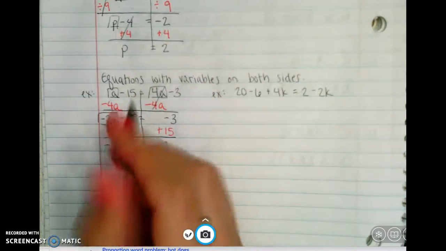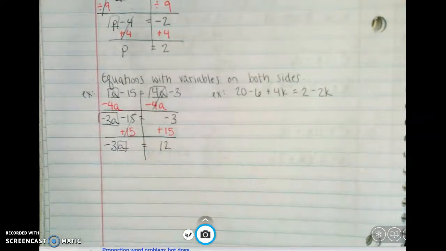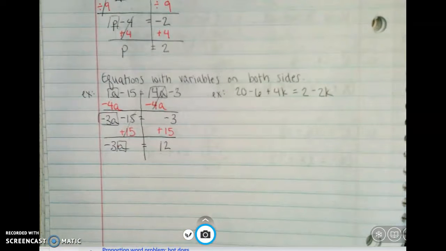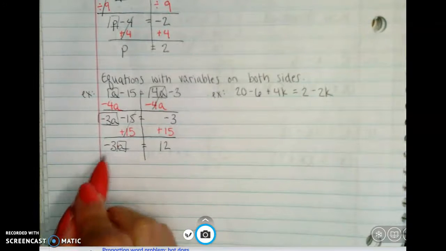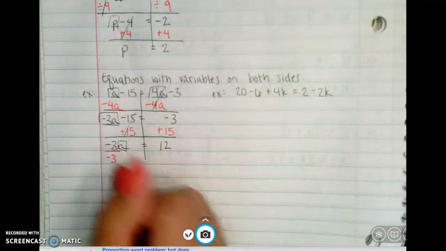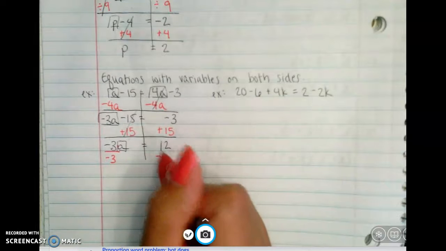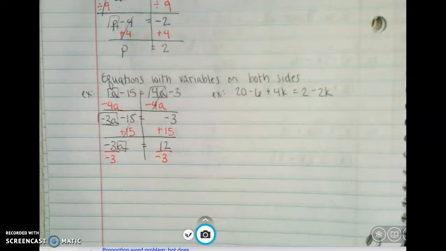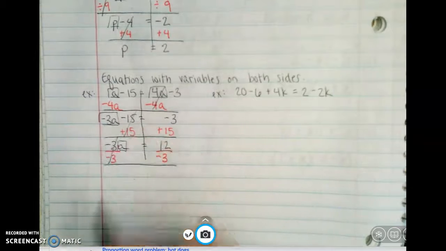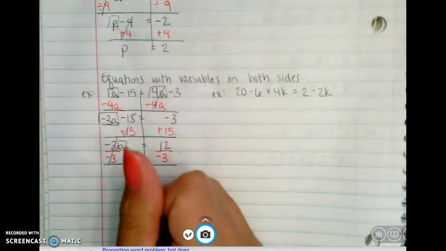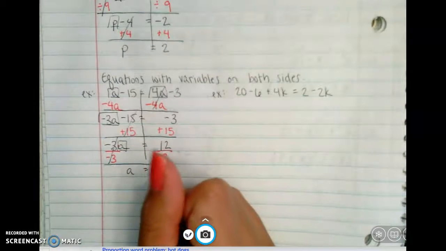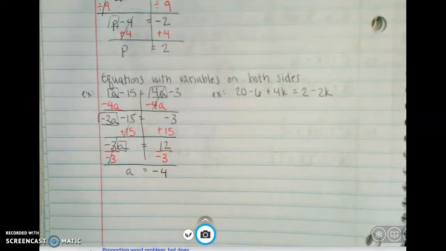One more step to get a by itself. I have negative 3 times a. So to get rid of the times negative 3, I need to divide both sides by negative 3. When I divide both sides of the equation by negative 3, the negative 3's cancel on the left, and a equals 12 divided by negative 3, which is negative 4.